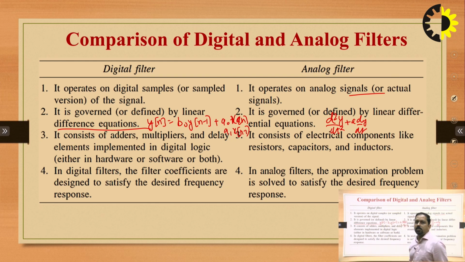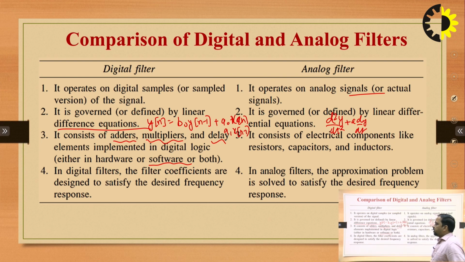In digital filters, the basic building blocks are the adder, the multiplier or gain element, and the delay element. So we have the adder, multiplier and delay elements. These are required for the implementation of digital filters, either in hardware or software or both. Whereas the analog filters require resistors, capacitors and inductors for the realization.